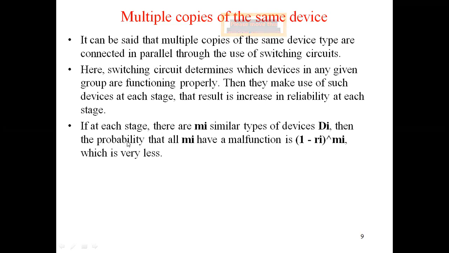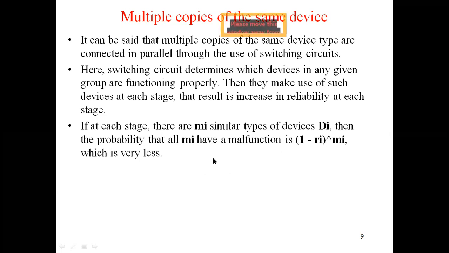Then the probability that all Mi have a malfunction, that means all the devices in the given type are malfunctioning, not working. Then what is the probability? 1 minus Ri power Mi. That is the probability function we are using from the probability theory. That is the formula for malfunctioning when all the devices are not working in a particular stage.